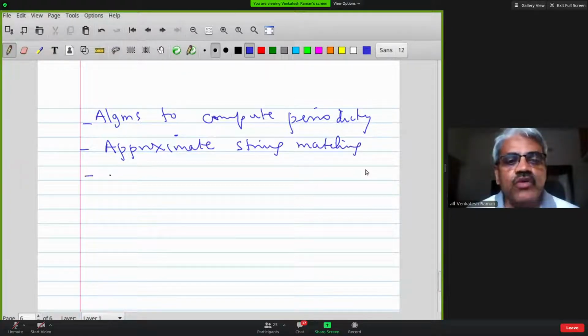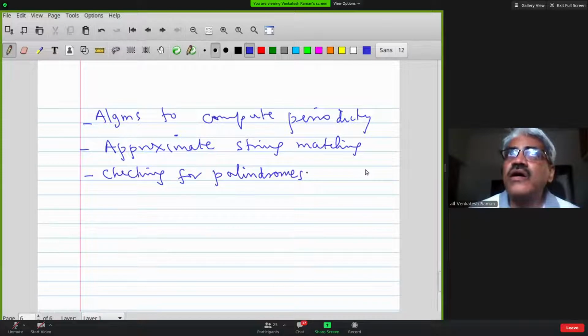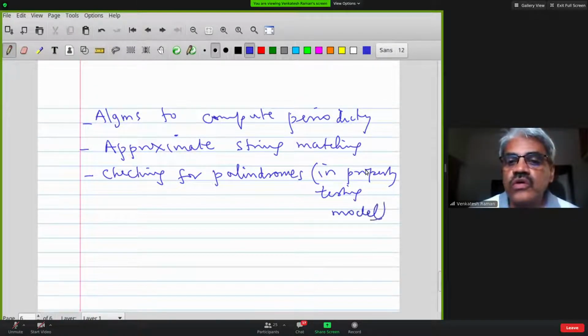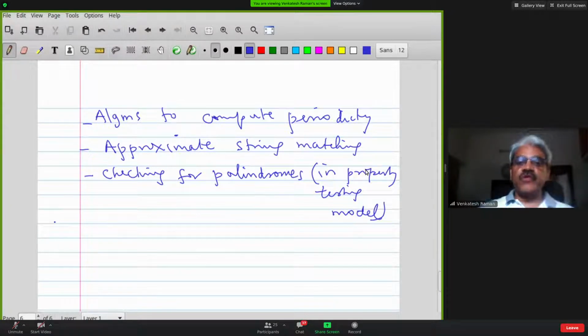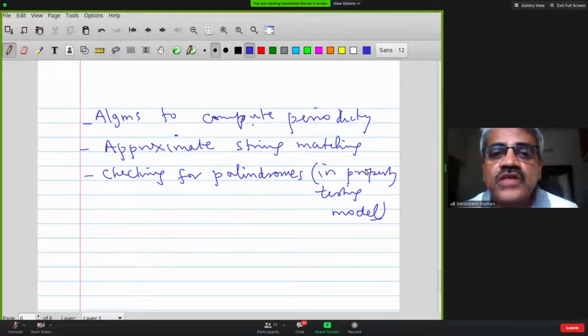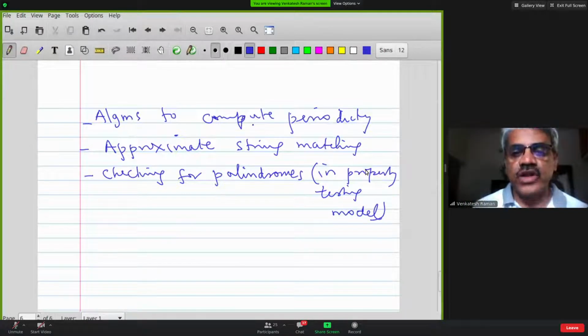Checking for palindromes. In fact, this is not very hard in the streaming model, but in the property testing model, which you will hear about tomorrow. Yeah, so these are some of the work that is known in the literature on stringology in these restricted models. Okay. I will stop here.